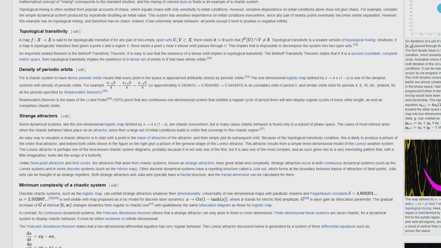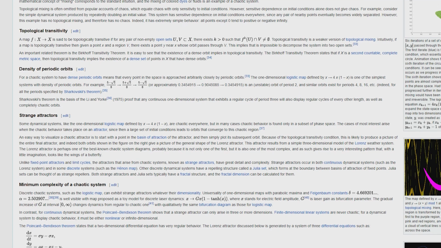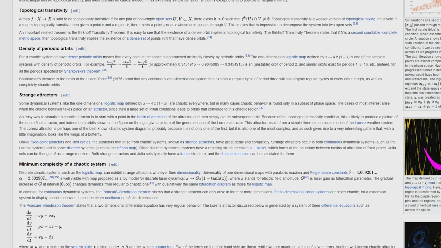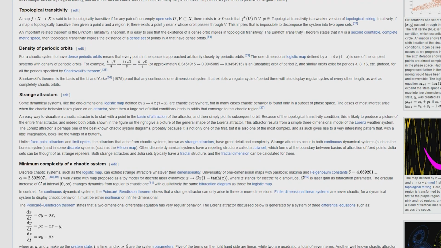Sharkovsky's theorem is the basis of the Li and Yorke theorem, which in 1975 proved that any continuous one-dimensional system that exhibits a regular cycle of period 3 will also display regular cycles of every other length, as well as completely chaotic orbits. Strange attractors. The Lorenz attractor displays chaotic behavior.